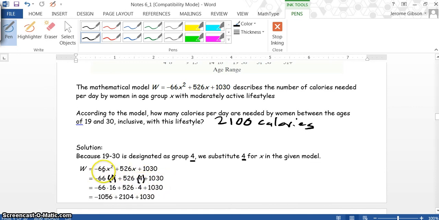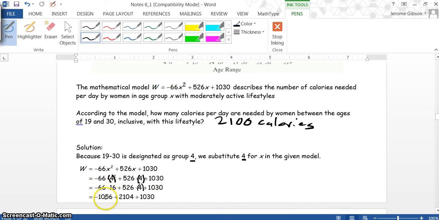Okay, so now we have negative 66x squared plus 526x plus 1030. We put in 4 wherever the x's appear. So we have negative 66 times 4 squared. We know 4 squared is 16. And then we bring down our 526 and then parenthesis 4, plus 1030. Now we have multiplication, addition, multiplication, and addition. So we know we would do our multiplication.